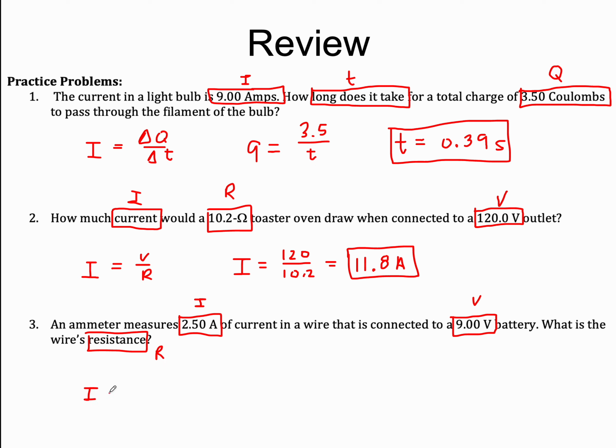You're like, wait, Ms. Clomer, this is not bad. Yeah, as long as you identify what you know and what you don't know, it's usually pretty straightforward. In this case, a little bit more complex math. The current is 2.5. The voltage is 9, and we're looking for R. Are you all comfortable with the algebra going from here to solve? Multiply both sides by R to get out of the denominator, then divide both sides by 2.5.